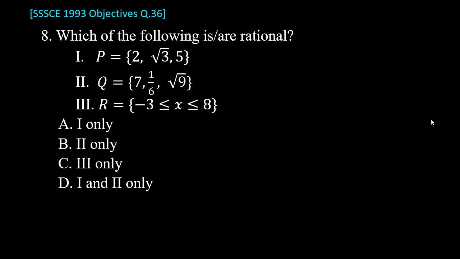Now, III is quite tricky. They said numbers ranging from negative 3 to positive 8. Do not forget that they did not define what x was. What it simply means is that x can be either rational or irrational. Any number that is rational or irrational and falls within this particular interval qualifies to be part of the set of elements belonging to R. So in that case, the only option we have left is B, which is III only.